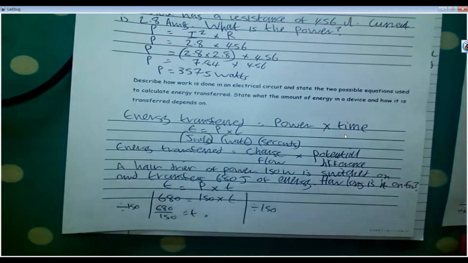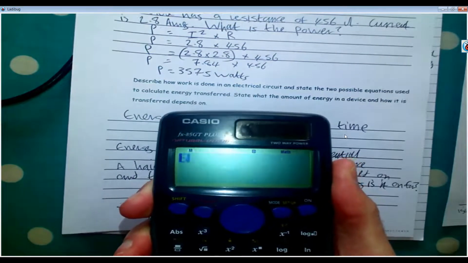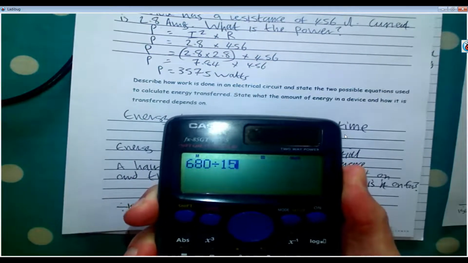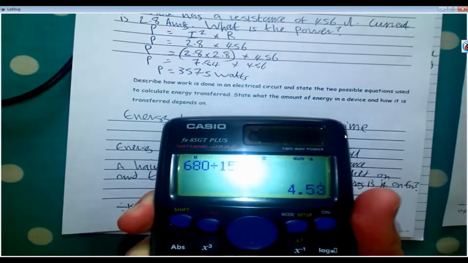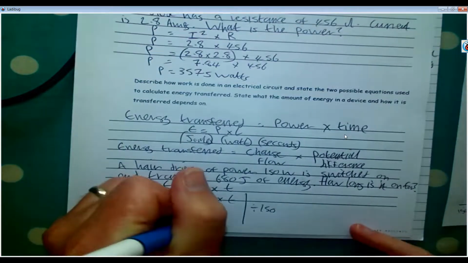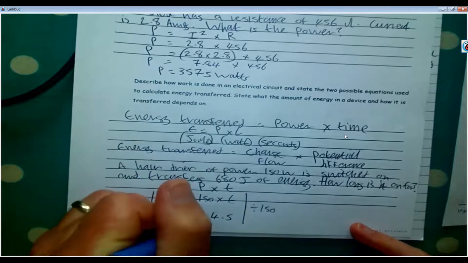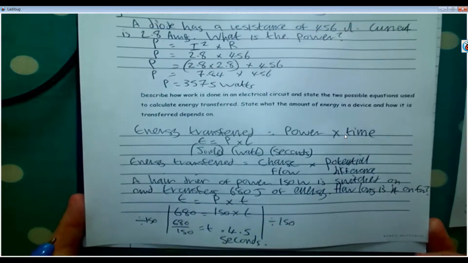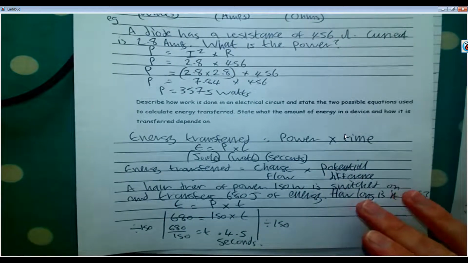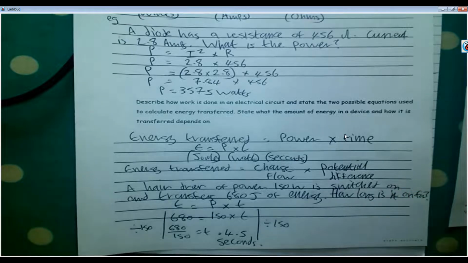And as always, let's use our trusty calculator. 680 divided by 150 equals 4.53. And if we round that to 4.5, so T equals 4.5 seconds. So there's a couple of little worked examples for you that should help you with the SLOP questions, which are coming up very soon. So pause the video, make any notes that you need to make, and get ready for the next stage.